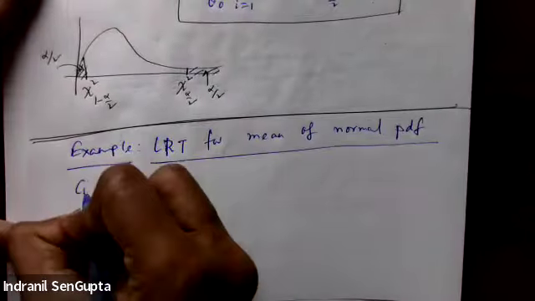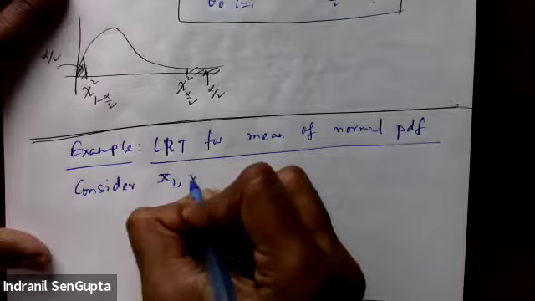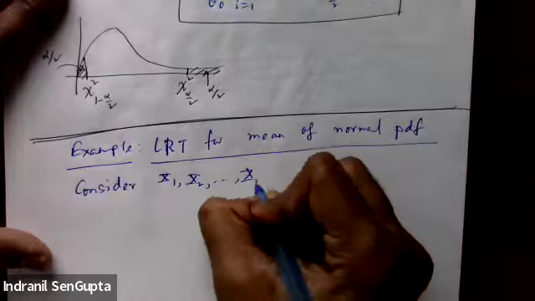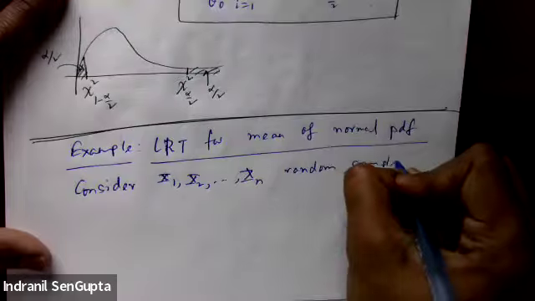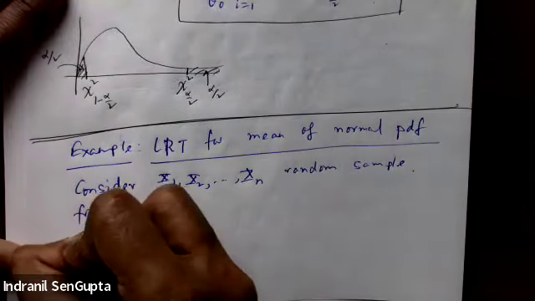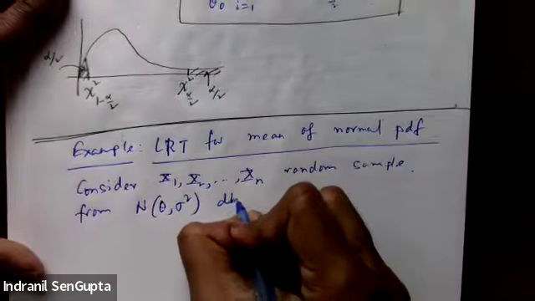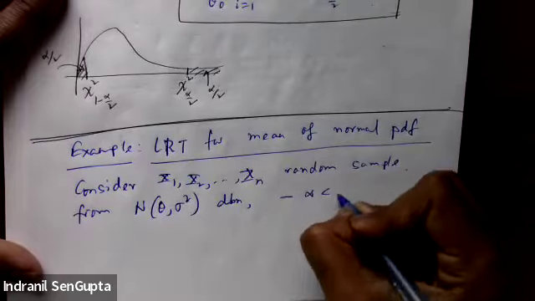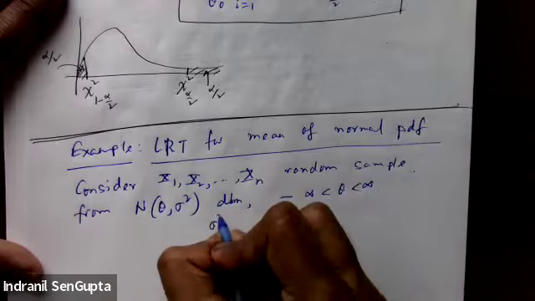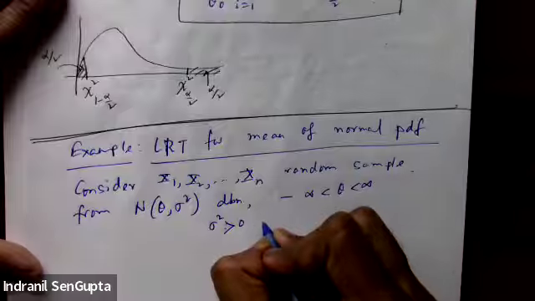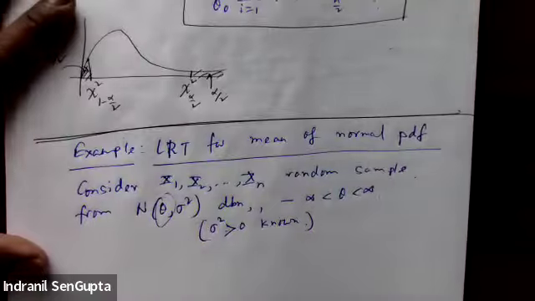It's easy. So consider that x1, x2, ..., xn is a random sample from a normal theta, sigma squared distribution, where the value of theta is unknown and sigma squared is a positive number that is known. So the only unknown quantity is theta. So the mean is unknown.